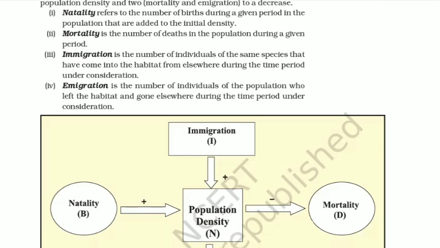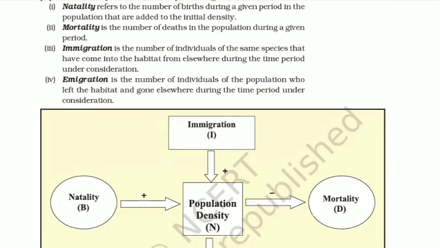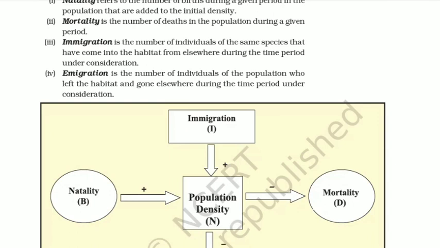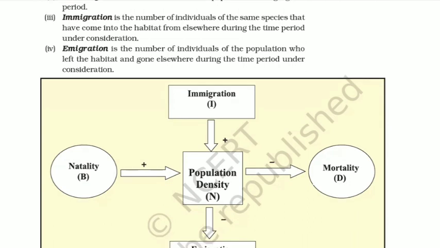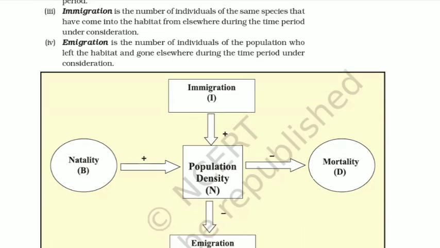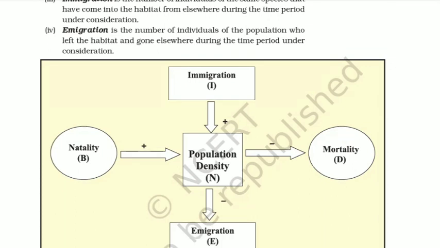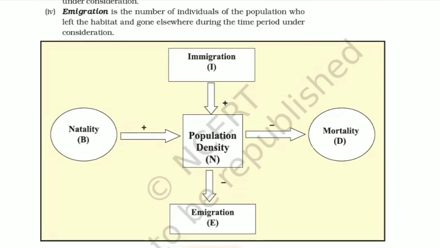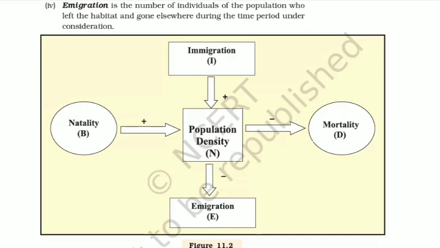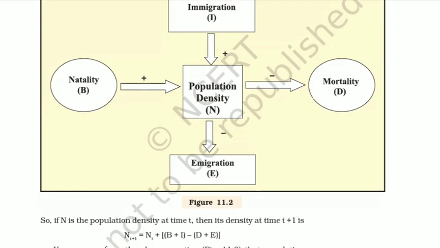Number one, natality refers to the number of births during a given period in the population that are added to the initial density. Number two, mortality is the number of deaths in the population during a given period. Number three, immigration is the number of individuals of the same species that have come into the habitat from elsewhere during the time period under consideration. Number four, emigration is the number of individuals of the population who left the habitat and gone elsewhere during the time period under consideration. Have a look at figure 11.2. It's shown over here.